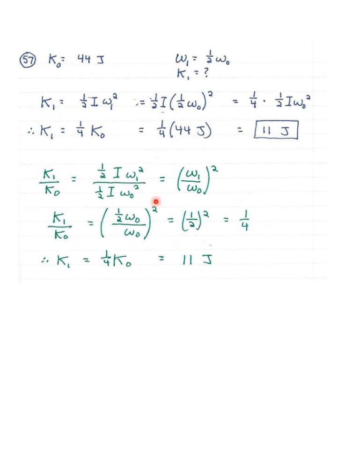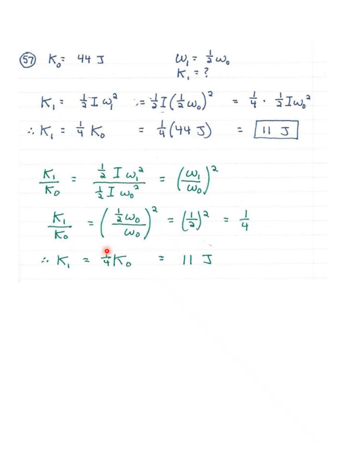And look what happens when we have this ratio. The 1/2s divide out. The moments of inertia divide out. And we're left with this simple ratio of omega 1 over omega naught, squared. So then in the next line, I'm going to take omega 1, and you can see up at the top of my screen, that's 1/2 of omega naught. So I'm going to substitute for omega 1 in this numerator. I'm going to call that 1/2 of omega naught.